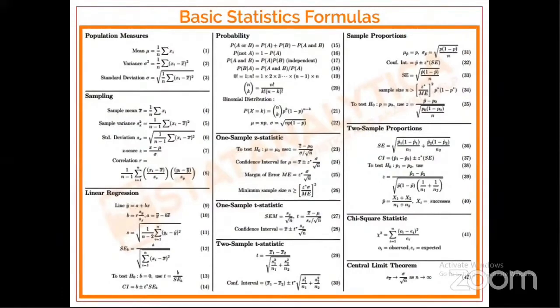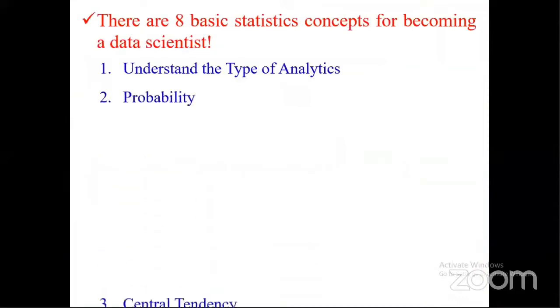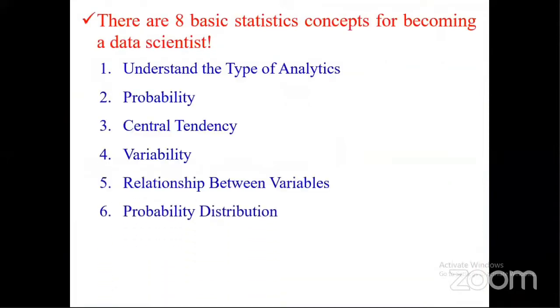Population measures like mean, variance, standard deviation. Sampling, we are using sample mean, sample variance, standard deviation, z score, correlation. In linear regression, we are using formulas; probability, like binomial distribution; one sample z statistic, confidence interval formula, margin of error formula, minimum sampling, one sample t statistic, two sample t statistic, sample proportions, two sample proportions, chi-square statistic, etc. So there are 8 basic statistics concepts we are using in order to become a data scientist.